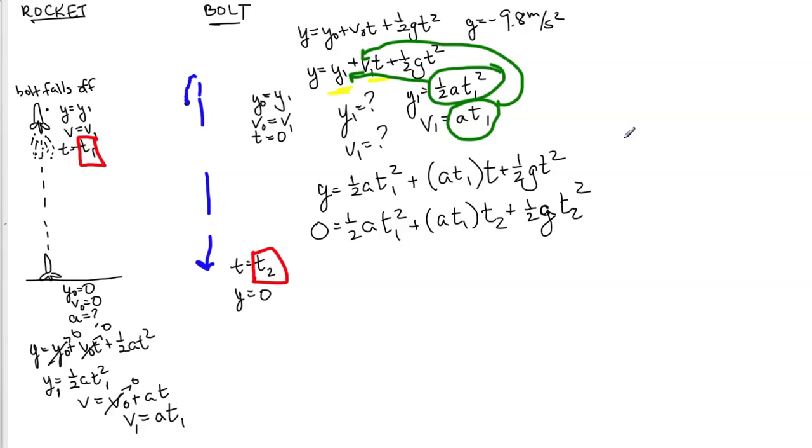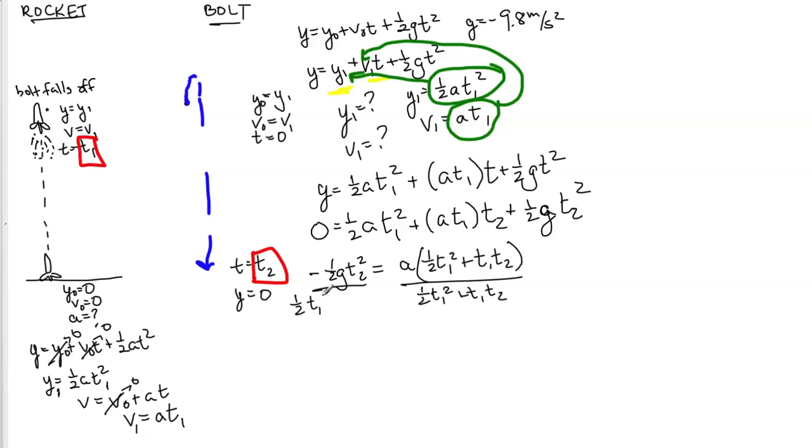You can do the algebra on your own, or you can watch me do it. So I'm just doing algebra. I'm going to move this to the other side, so that becomes minus 1/2 g t2 squared on this side. And on this side I have 2 terms with a in it, so I'm going to factor out the a because I'm trying to get a by itself. So here I have 1/2 t1 squared, and here is t1 t2. So now I'm going to divide both sides by that. So now my final expression for a is minus 1/2 g t2 squared over 1/2 t1 squared plus t1 t2. And I can plug in my numbers.